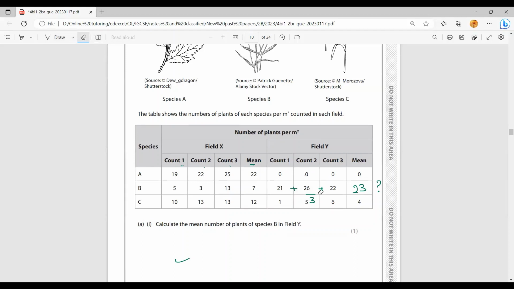Why doesn't it have species at all? Okay. Don't say it like that. You would say field X has more species, or has 3 species, but field Y has only 2. Okay, continue. Y in C shows uneven distribution because it is 1, then 5, then 6.